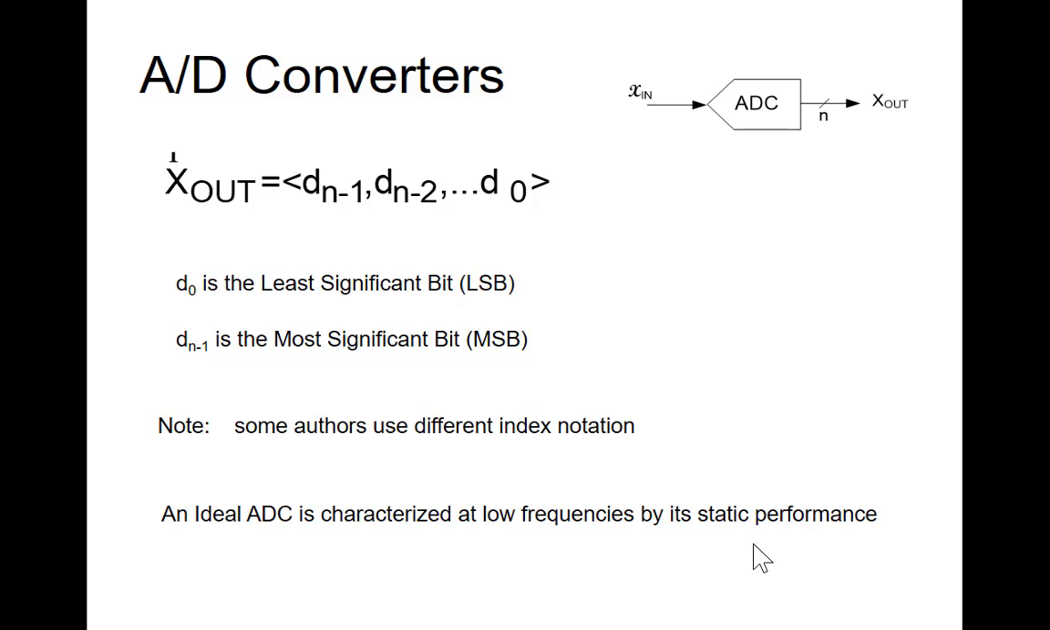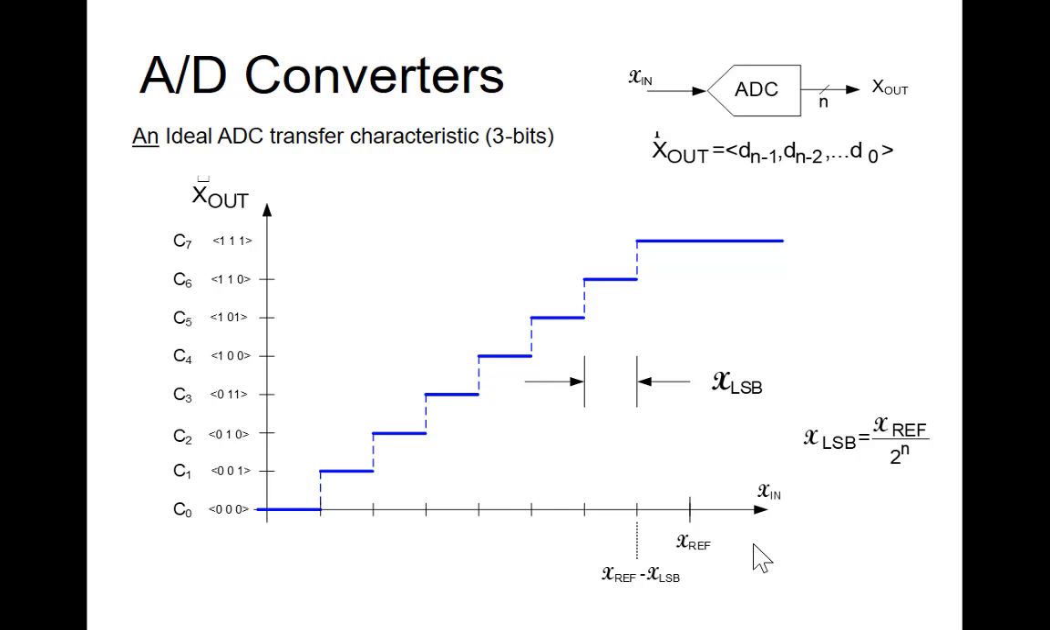at low frequencies, an ADC is characterized by its static performance. So here is a plot of the transfer characteristics of an ideal 3-bit ADC. Notice that the input is between 0 and this first point here. The output code is 0, 0, 0. Then we have a range of inputs where the output is code 0, 0, 1. And then adjacent to that, we'll have another range of inputs where the output code is 0, 1, 0, and so forth.